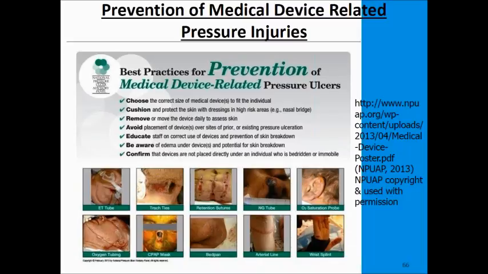According to the national guidelines, you want to choose the correct size of medical device to fit the individual. You want to cushion and protect the skin with dressings in high-risk areas, such as the nasal bridge. You want to remove or move the device daily to assess the skin. Avoid placement of the device over sites of prior or existing pressure injuries. And you want to educate the staff on correct use of the device and prevention of skin breakdown. Also be aware of edema under the device and that there's potential for breakdown when there's edema. So this should be a red flag. Whenever I see a patient that is now edematous, I'm worried about the device on them if they have one. So make sure you're monitoring that closely.